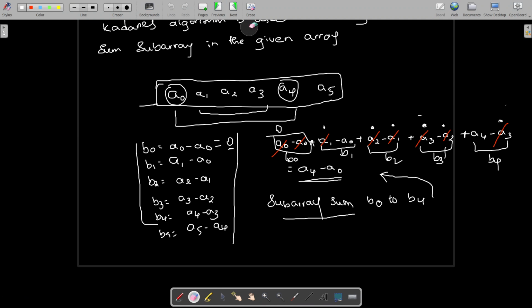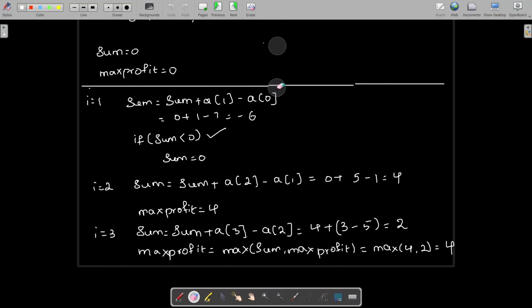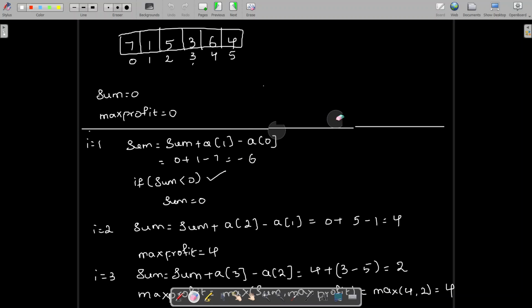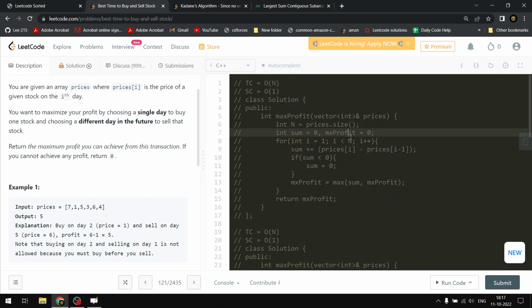First, I will show you the positive prices, and I will explain the negative prices at the end. Why? Because in this problem we only have the positive prices. So we get the profit for the transaction as a4 minus a naught, and in the middle we will be getting the maximum profit. I'll be showing the code for that.